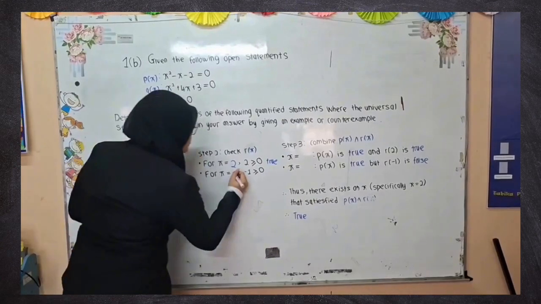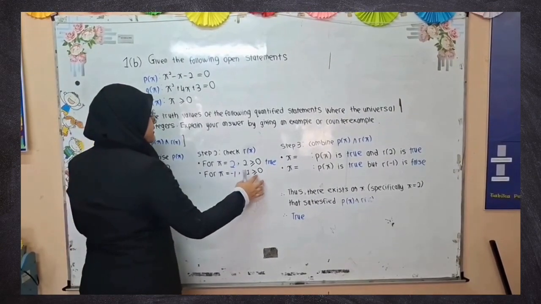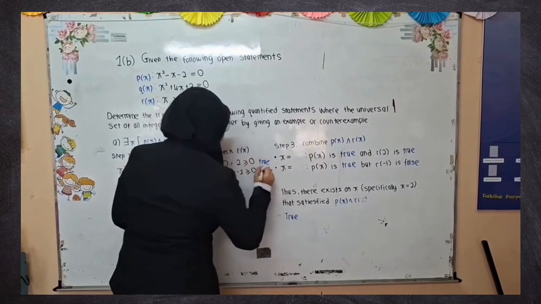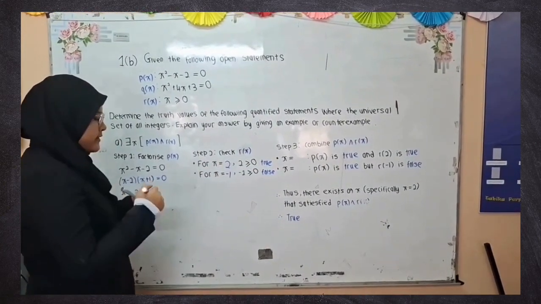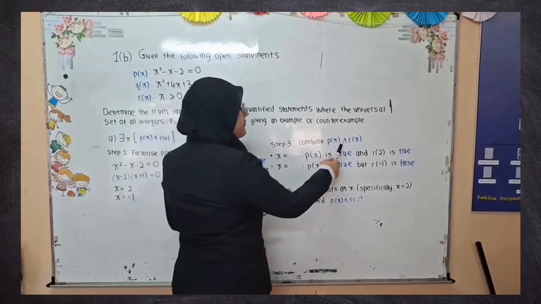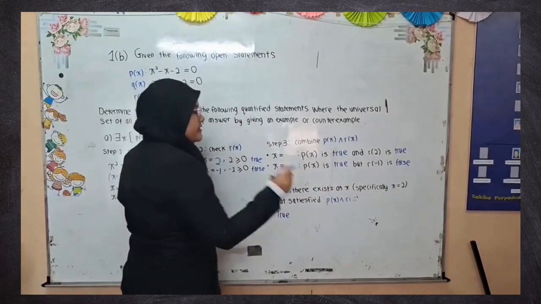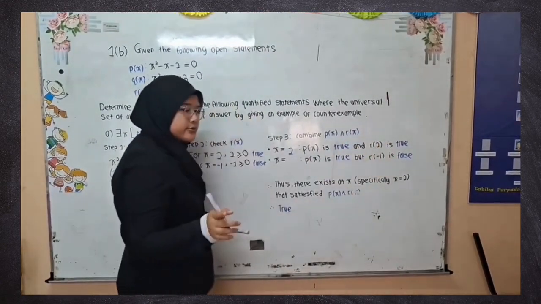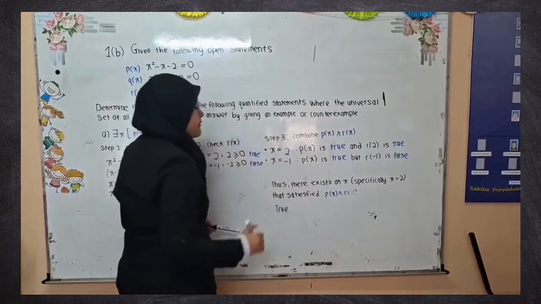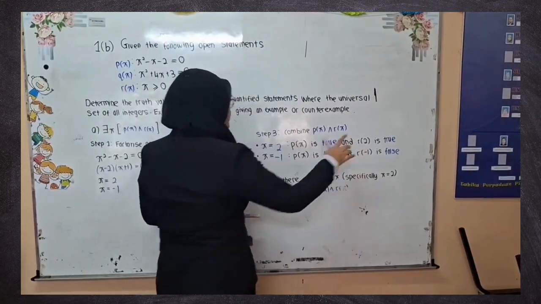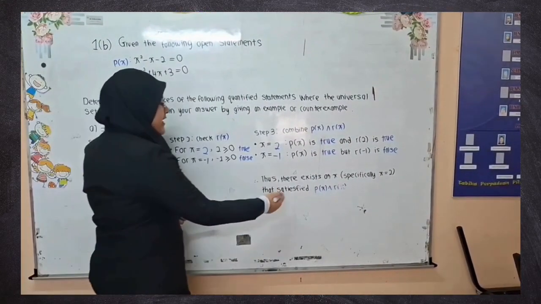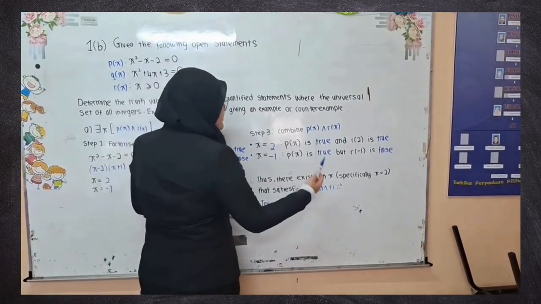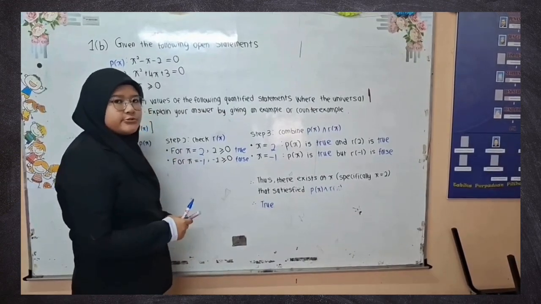For x equal to negative 1, is negative 1 greater than or equal to 0? The statement is false, because negative 1 is less than 0. For step 3, we need to combine the equations of p(x) and r(x). For x equal to 2, p(2) is true and r(2) is also true. For x equal to negative 1, p(-1) is true, but r(-1) is false. Thus, there exists an x, specifically x equal to 2, that satisfies p(x) and r(x). So the statement is true.